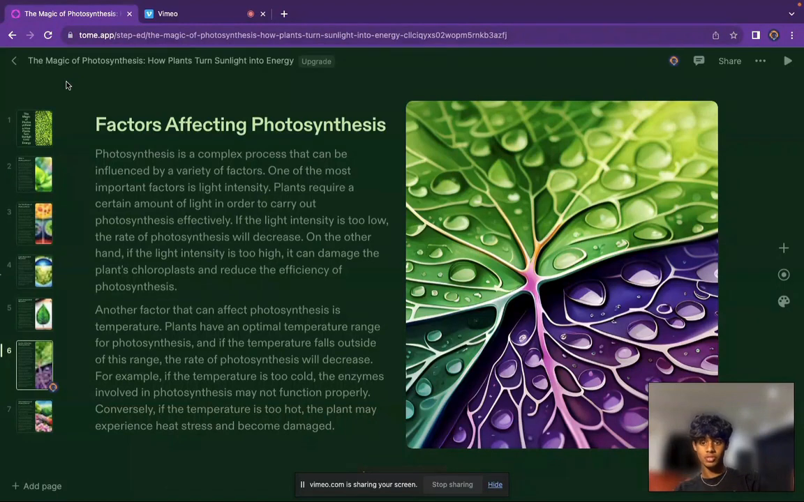efficiency of photosynthesis. Another factor that can affect photosynthesis is temperature. Plants have an optimal temperature range for photosynthesis, and if the temperature falls outside of this range, the rate of photosynthesis will decrease. For example, if the temperature is too cold, the enzymes involved in photosynthesis may not function properly. Conversely, if the temperature is too hot, the plant may experience heat stress and become damaged.